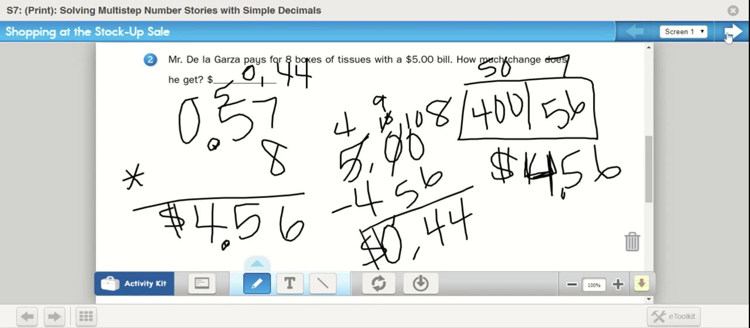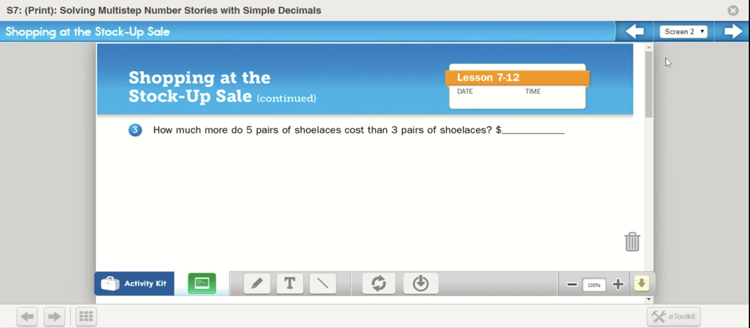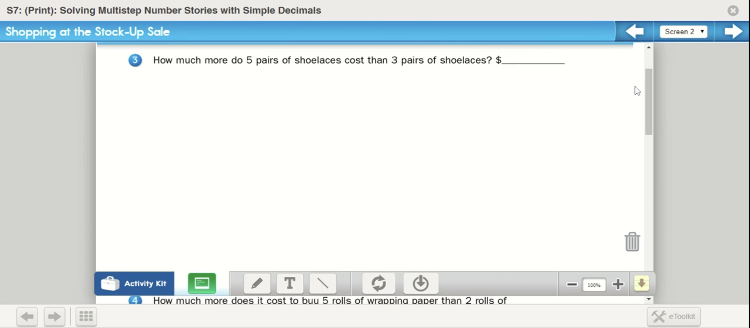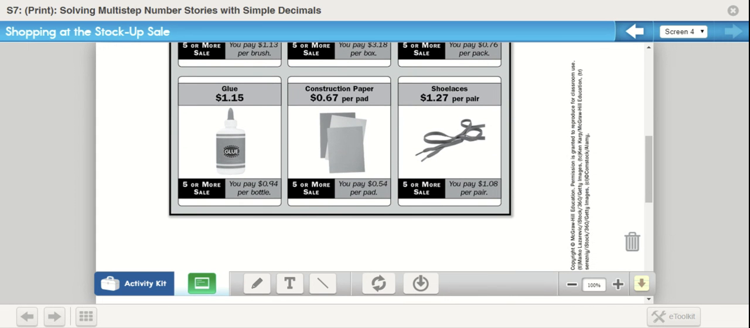So hopefully that's a little bit of a help there that you can see. Okay, and this next one, how much more do 5 pairs of shoelaces cost than 3 pairs? We know that we get a discount if we buy 5 or more, so they're trying to figure out how much money we are saving by doing that. So shoelaces, let's see here, I believe that was on this page. Look, shoelaces right here. 1 pair is 1.27, 5 or more is 1.08. So let's go back and solve that.